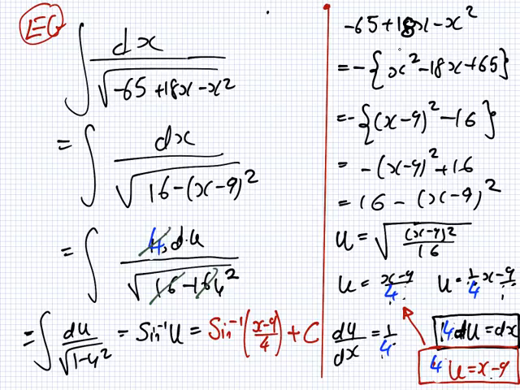When you take the square root of x minus the square minus the constant. No, the square root and the square cancel.